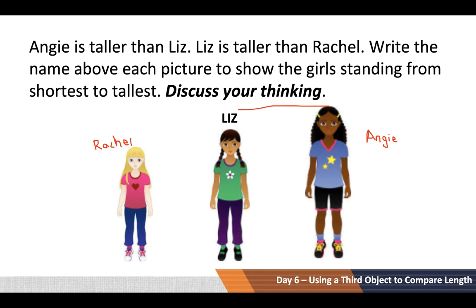Alright, let's see the order. So Rachel is shortest, then comes Liz in the middle, and Angie is tallest. So they are in height order.